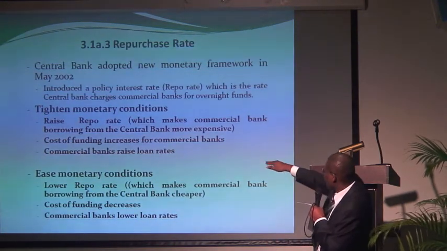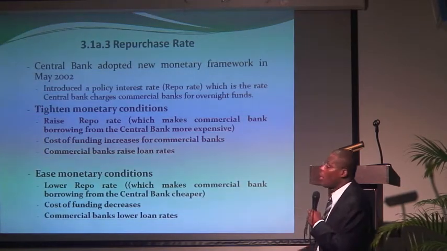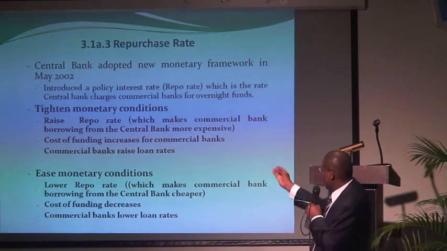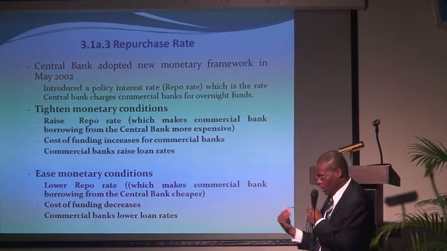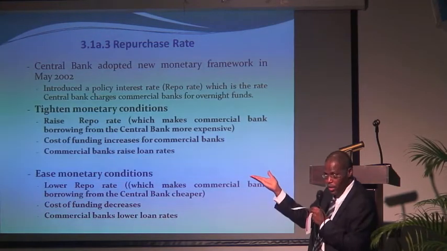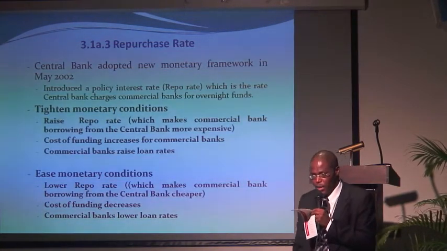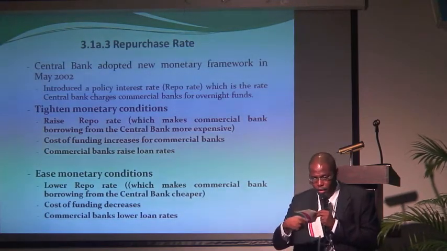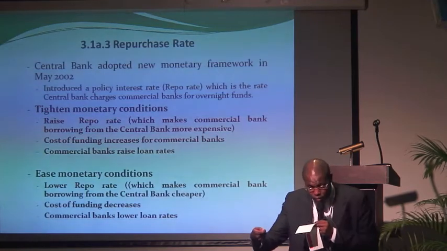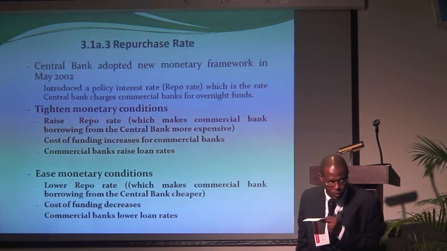And we use this rate to impact how other rates in the system move. So if we wanted to pull money out of the system or tighten the system, we would raise the repo rate. And in raising the repo rate, the cost of funding for commercial banks becomes more expensive. So rather than charging you 3%, I may charge you 7%. It becomes more expensive to borrow, and therefore they will pass on those borrowing costs to the rest of the society.